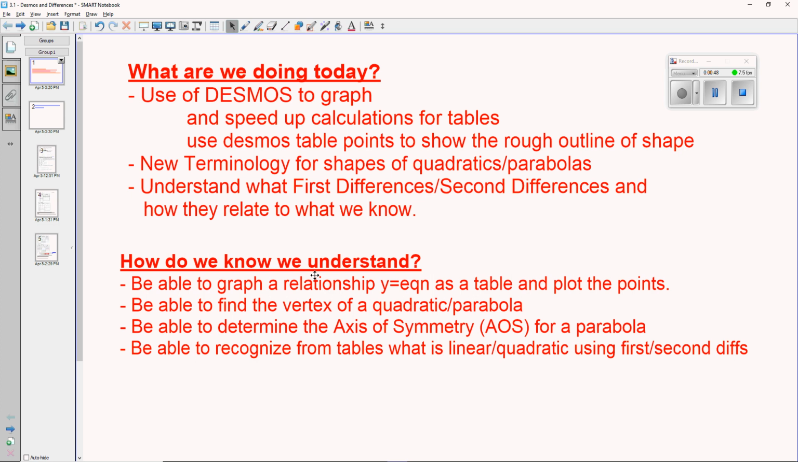Now, how do we know if we understand this stuff? You're going to be able to graph a relationship for a y equals equation. You're going to be able to create a table of points using the technology that we've got, and you should be able to do it by hand as well. You'll be able to find the vertex of a parabola and the axis of symmetry, and recognize from tables what is linear and what is quadratic using first and/or second differences.